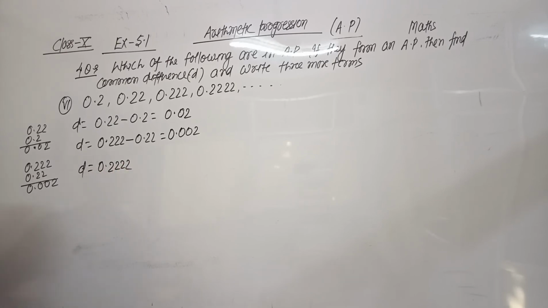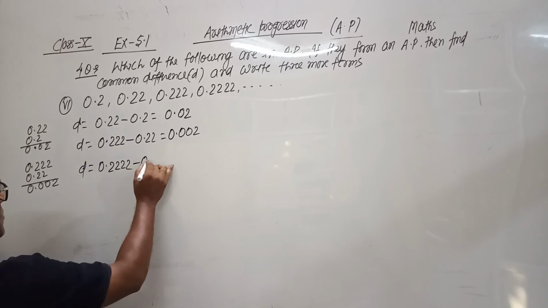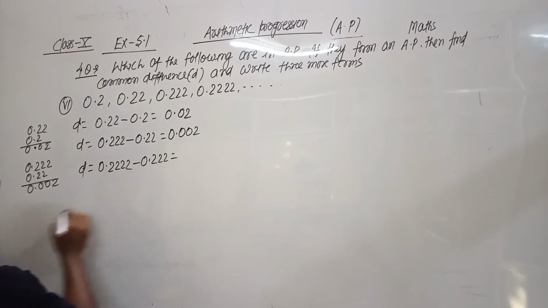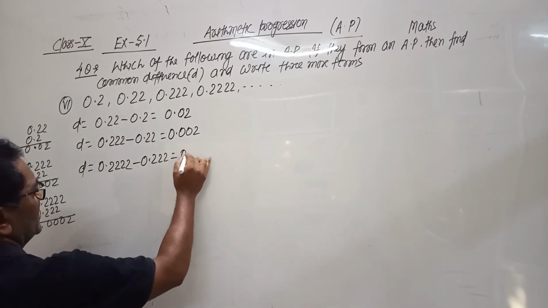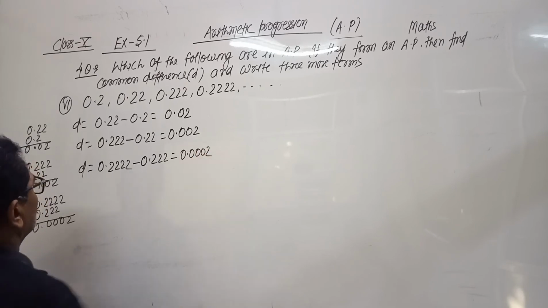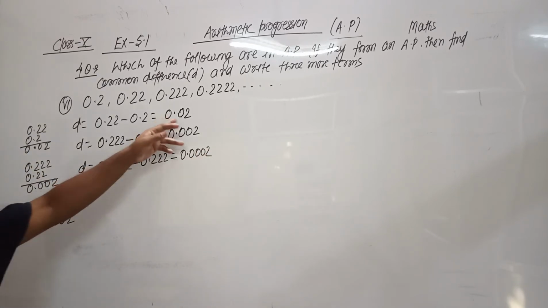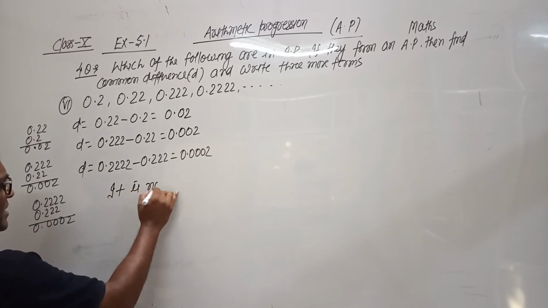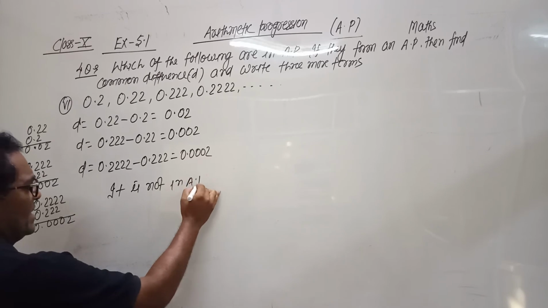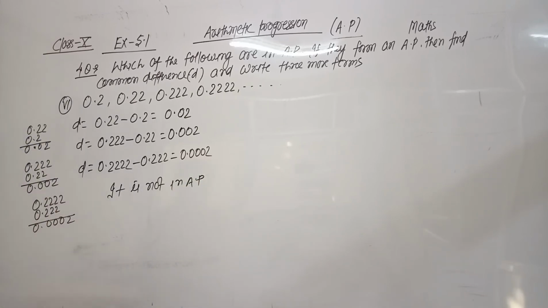0.2222 minus 0.222, we get 0.0002. So the common difference is not the same. So we will write it is not in AP. And since it is not in AP, there is no need to write the next terms.